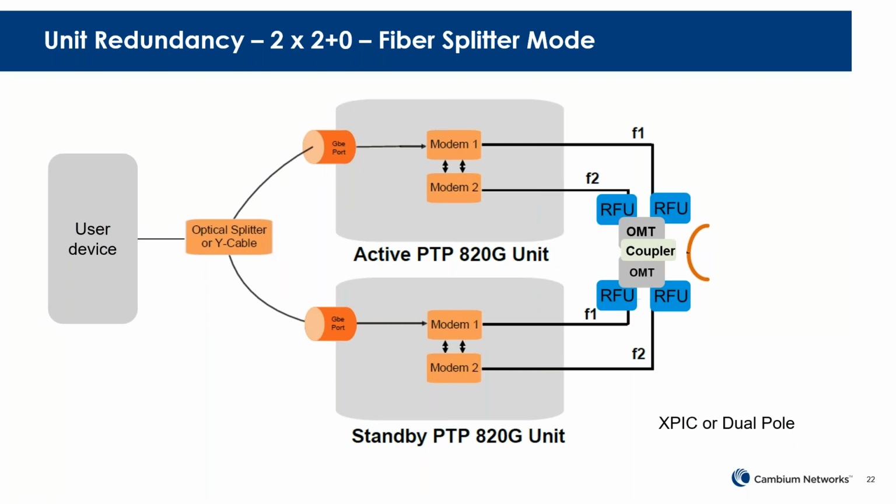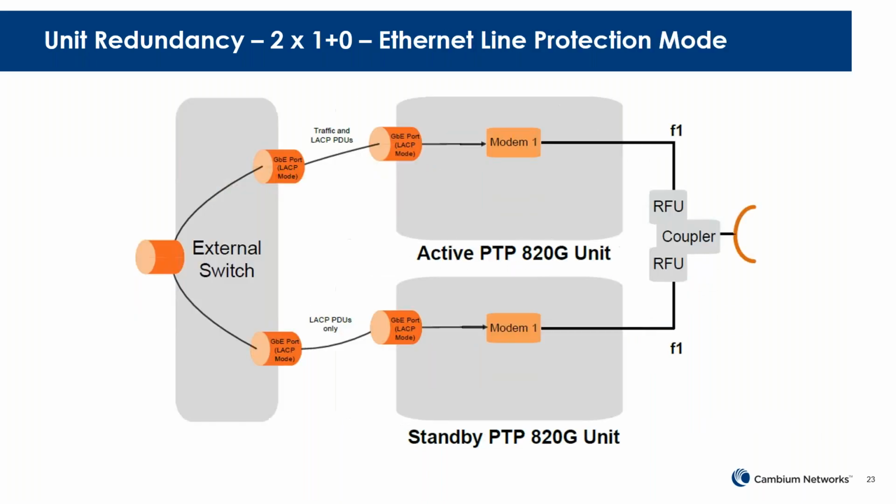each of the A20G plus the RFU is configured as a 2+0. Sometimes it could be an XPIC link, or sometimes it can be just a dual pole link. So they are connected with an OMT, and then these two sides will be bundled together with a coupler. On the Ethernet side, you use an optical fiber splitter or white fiber cable.